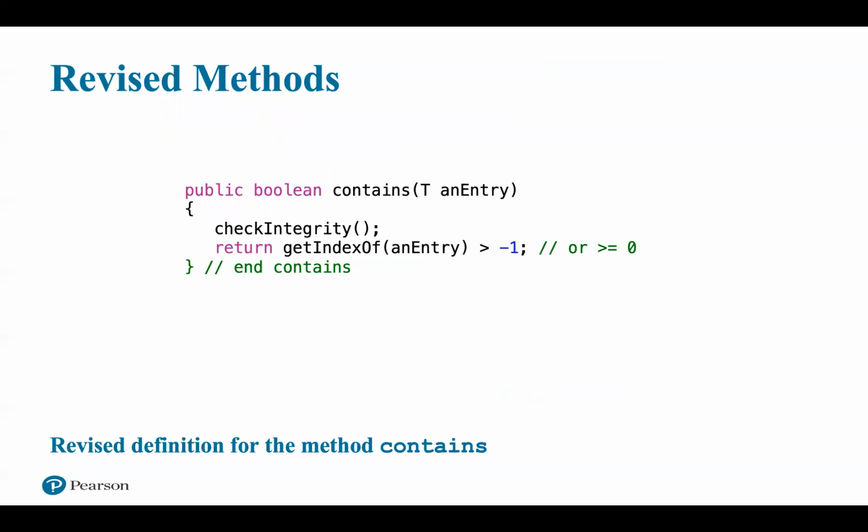So here's a revised definition for the method contains. Having completed the definitions of the remove methods and the private methods they call, we realize that the method contains can call the private method getIndexOf, resulting in a similar definition to that from a previous implementation that we had worked on. Recall that the expression getIndexOf(anEntry) returns an integer between 0 and the number of entries minus 1.